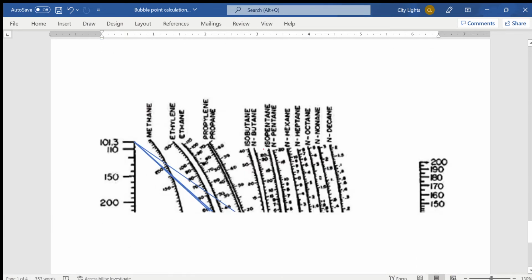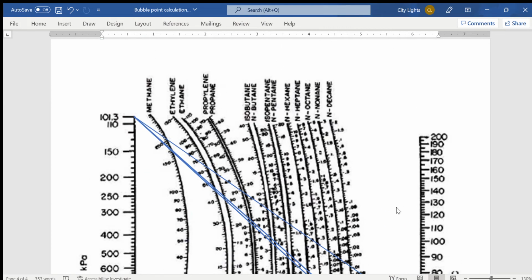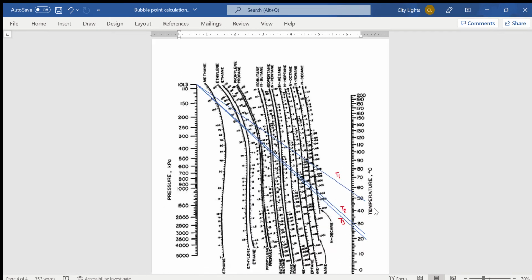So this is what we're going to do. This is our Priester chart minimized. This is our pressures given in kilopascal, and this is our temperature given. So what we're going to do is make a line connecting from our pressure to our first temperature. I have taken my first guess to be 56. I'll explain later why I took my first guess to be 56. So I join from 101.3 till 56, and these are the K values which I'm able to read over here.